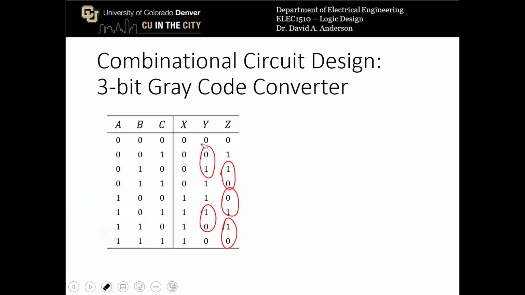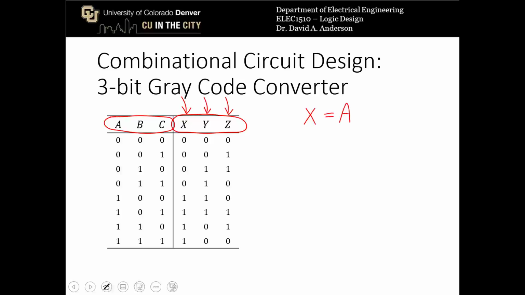Okay, so gray code is useful for certain applications, and we want to design a converter that receives a 3-bit binary number and outputs the 3-bit gray code for that number. So this is basically just optimizing 3 different functions, x, y, and z, separately. The function for x, as you can see, is very simple. We don't even need a k-map to optimize this one. X is simply going to be equal to a, and we can see that just by inspection.